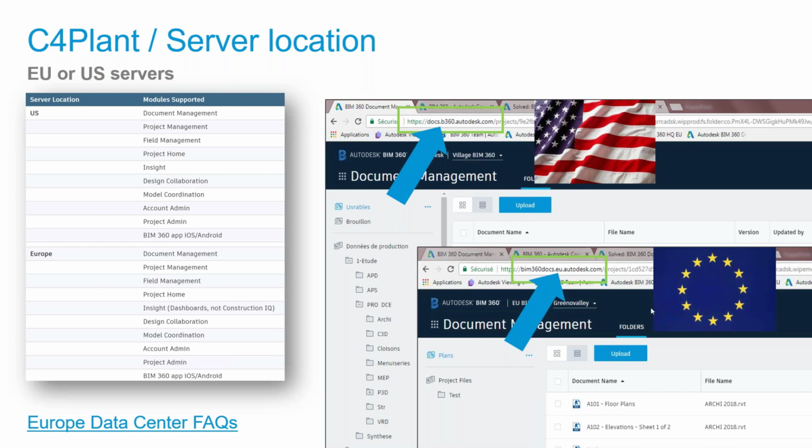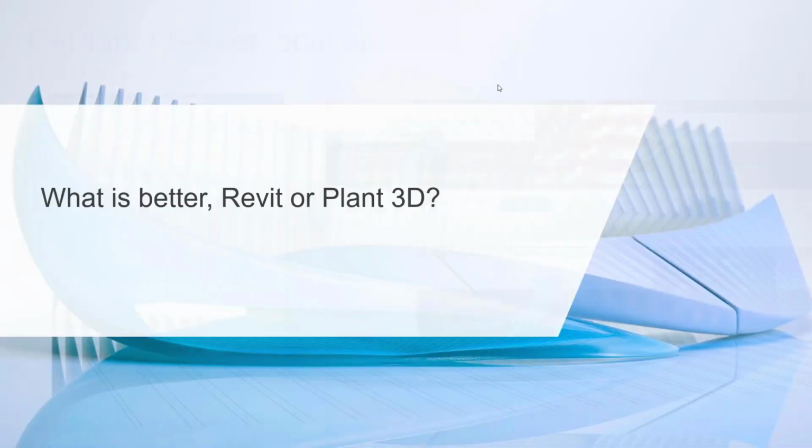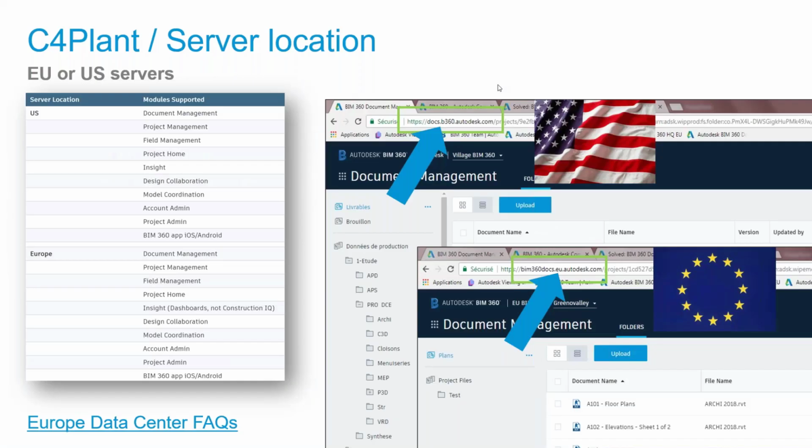The P&ID modeler is on its way to the European server, but not yet. And one more thing: it will just work for Revit 2021 on the EU server. Exactly. And one last thing on the server location: it helps a lot for all the countries that are under GDPR compliance regulation. That's the main point.